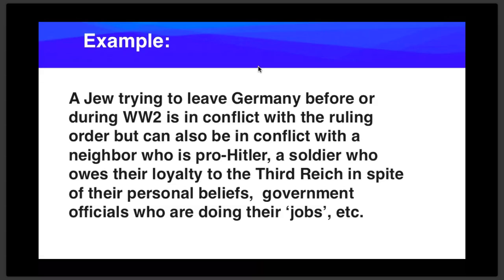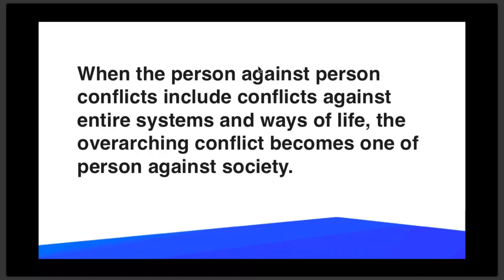You can also show conflict with government officials who are just doing their job, just putting their head down and getting by. So this is why these 5 conflicts can intersect and make from the small conflict to the big conflict. So when person against person conflicts include conflicts against entire systems and ways of life, the overarching conflict becomes one of person against society. So if you are trying to save a world, you are against a society in many ways.